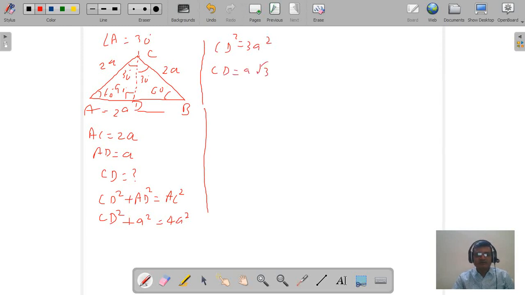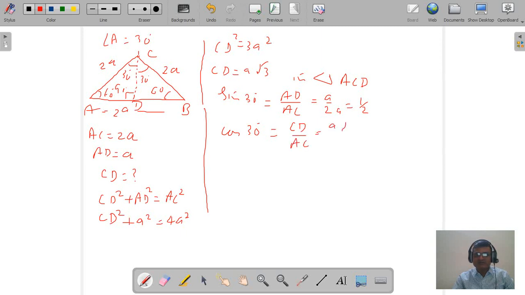So we can find out sine 30 degrees in triangle ACD. Sine 30 degrees is nothing but perpendicular upon hypotenuse. So this is A upon 2A, which is equal to 1 by 2. Similarly, cos 30 degrees is nothing but CD upon AC. So CD is A root 3, and AC is equal to 2A. So A gets cancelled. It is equal to root 3 by 2.